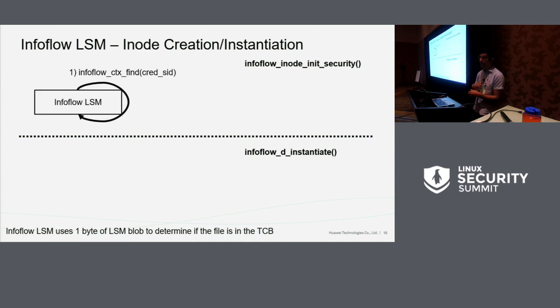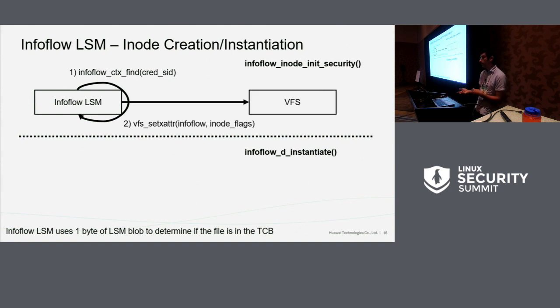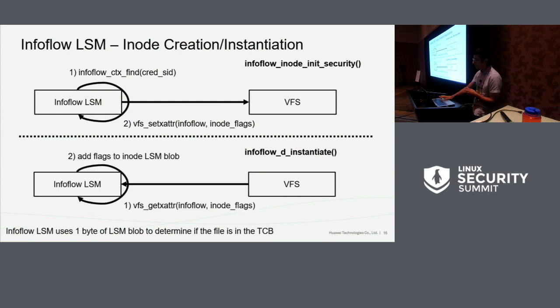We are marking this file as being in the TCB. So we check first if the subject which is creating the file is in the TCB, and then we are setting a new extended attribute in which we say this file is in the TCB. Actually, we are using a bit mask. We are setting a bit to one, which means that, if this bit is set, the object is in the TCB. And when we call Infoflow D instantiate, we are reading the extended attribute. So when the file is visited for the first time, we say, okay, this file is in the TCB.